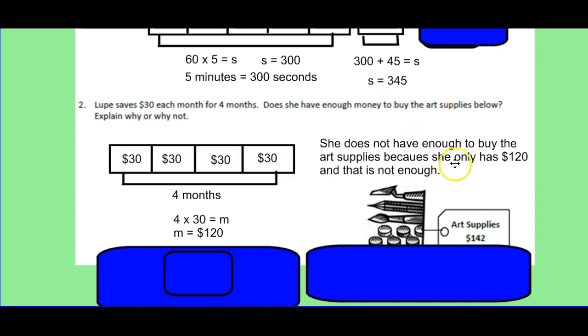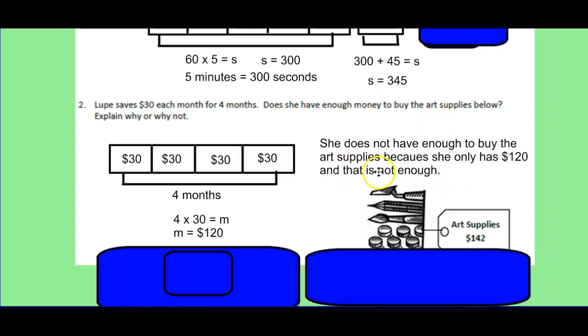So she does not have enough to buy the art supplies because she only has $120, and that is not enough. As long as your answer was similar to mine, then you are good to go.